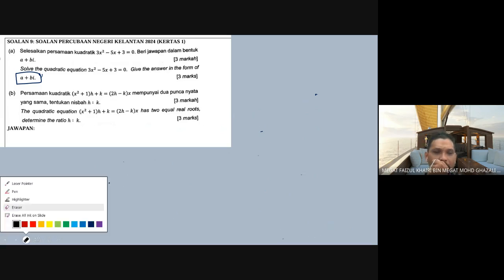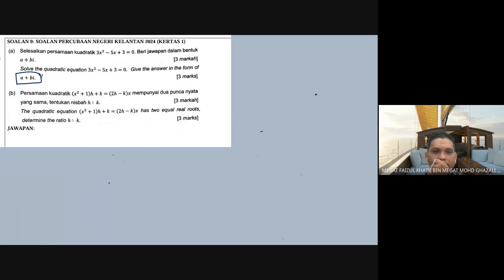Okay, next. The quadratic equation x squared plus (h plus k) equal to (2h minus k)x has two equal roots. Two equal roots means that b squared minus 4ac equals zero. Okay, what's the meaning of two equal roots?